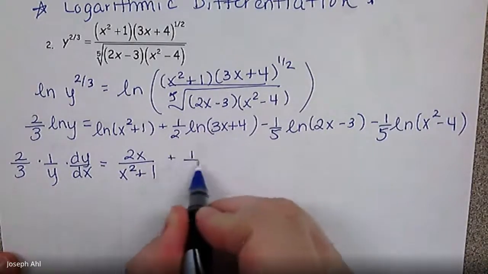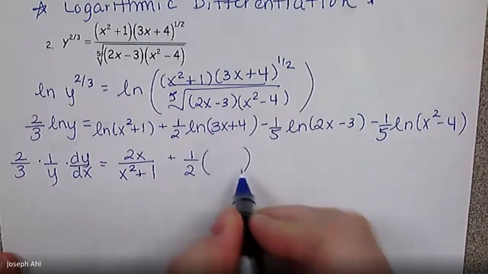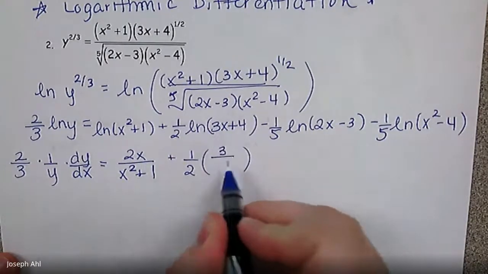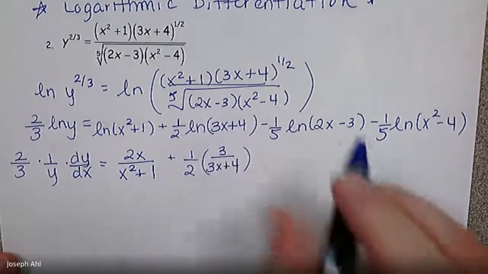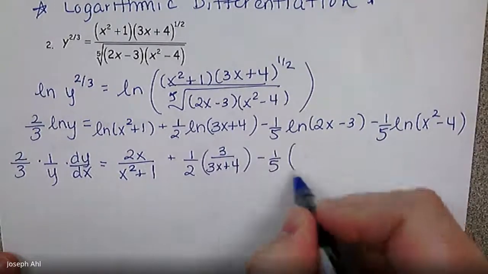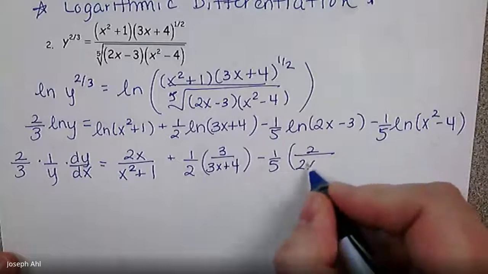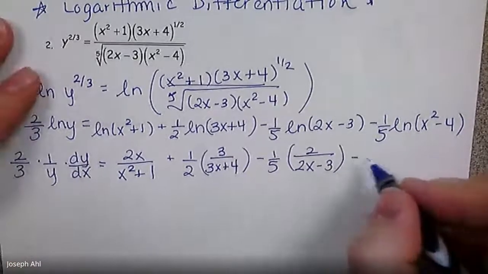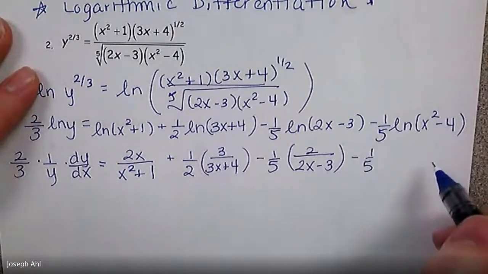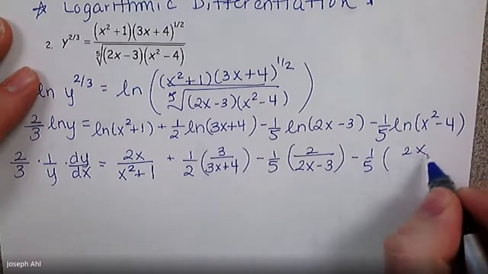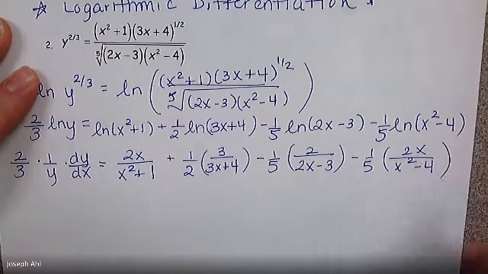Then it's a plus 1/2 times 1 over 3x plus 4 times 3. So we'll put that 3 on top. Minus 1/5 times 1 over 2x minus 3 times the 2 for the derivative of the inside. And then at the end, minus 1/5 times 1 over x squared minus 4 times the derivative, which is 2x. So that's going to go on top. Okay.